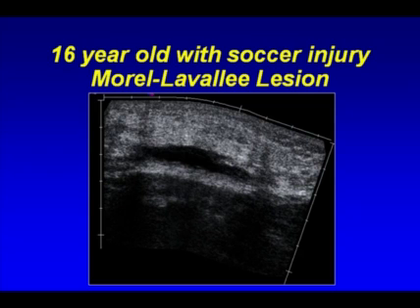Another characteristic location, this is a 16-year-old with a soccer injury who presented with a palpable mass over the thigh. And this mass was a lenticular fluid collection with a lot of inflamed hyperechoic fat around it. And this happens to be a characteristic location for what is called a Morel-Lavallee lesion, or so-called internal degloving injury.